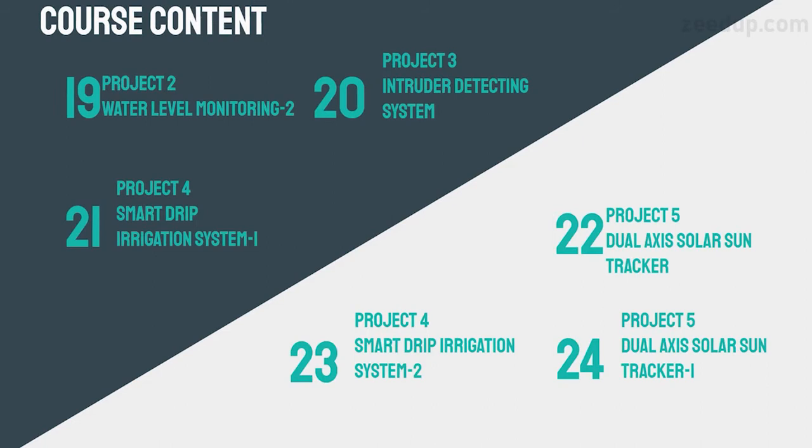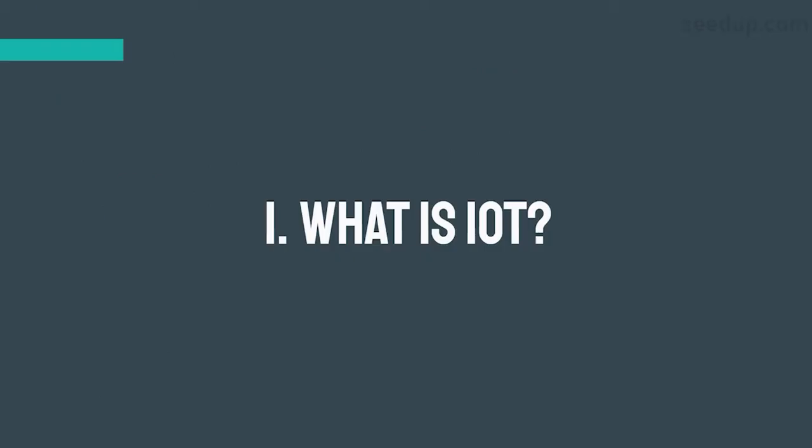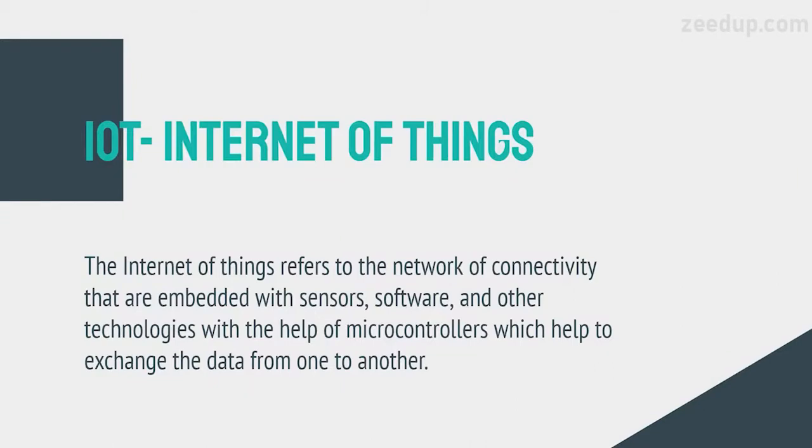So this is the course content. Let us move to our first session, that is, what is IoT? Everyone knows IoT is also called Internet of Things. But what exactly do they do? The Internet of Things comprises things that have unique identities and are connected to the internet.